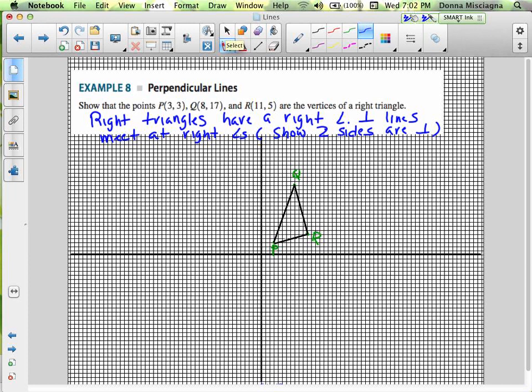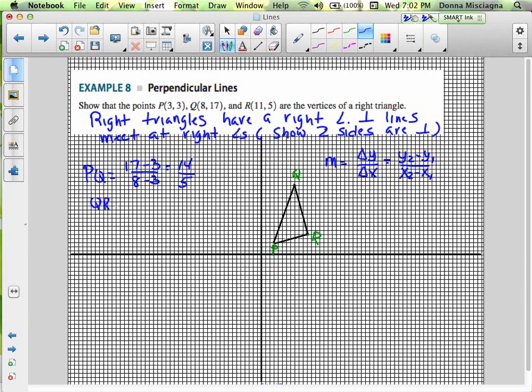All right, so let's find the slope of our three sides. As a reminder, slope is the change in y over the change in x, or the difference in the y coordinates over the difference in the x coordinates. So PQ would be, I'm going to start with a larger point, 17 minus 3 divided by 8 minus 3. So that would be 14/5.